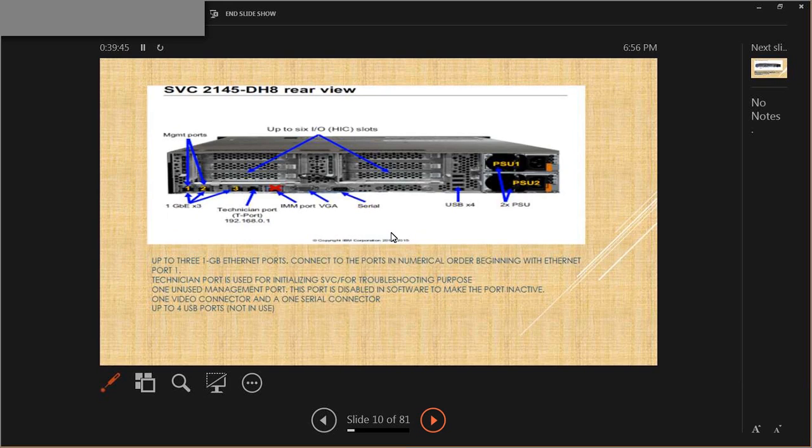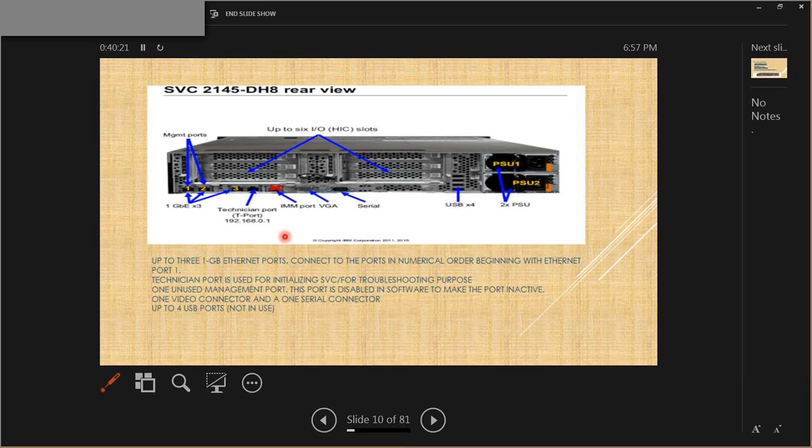Now let us look at the rear end of the DH8 model. This is also one of the most important parts we should be aware of, because from here we provide inter-node connectivity, inter-IO group connectivity, front-end connectivity to the hosts or the servers, and back-end connectivity to the storage subsystems that get connected to SVC. In the first picture, where we could see the complete architecture, we saw different layers: storage subsystems, hosts, different nodes, and IO groups. That connectivity is provided by all of these ports.